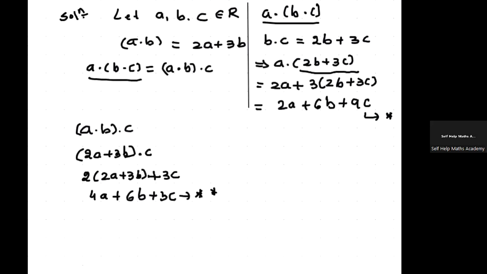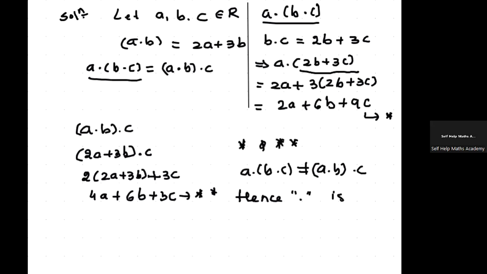When you see the star and double star, it is very much clear that they are not same. So here we have 2A, 6B, 9C. So here we have 4A, 6B, 3C. Hence, from star and double star, it is clear that A dot (B dot C) is not equal to (A dot B) dot C. Hence, the binary operation dot is not associative. It is not associative on the set of real numbers. So that's how we are supposed to solve the example.